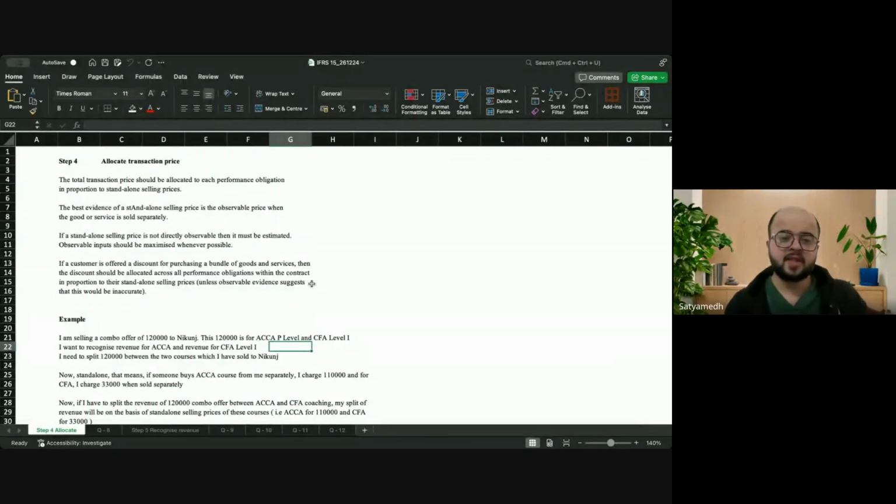Okay. So the fourth step is allocation of transaction price. The total transaction price should be allocated to each performance obligation in proportion to standalone selling prices. We saw the meaning of the term transaction price: primarily, the consideration that is payable for performing the contract. So if my contract is to teach you CA Final financial reporting, then you're going to pay me for that. Say you have promised to pay me 15,000, that becomes my transaction price.